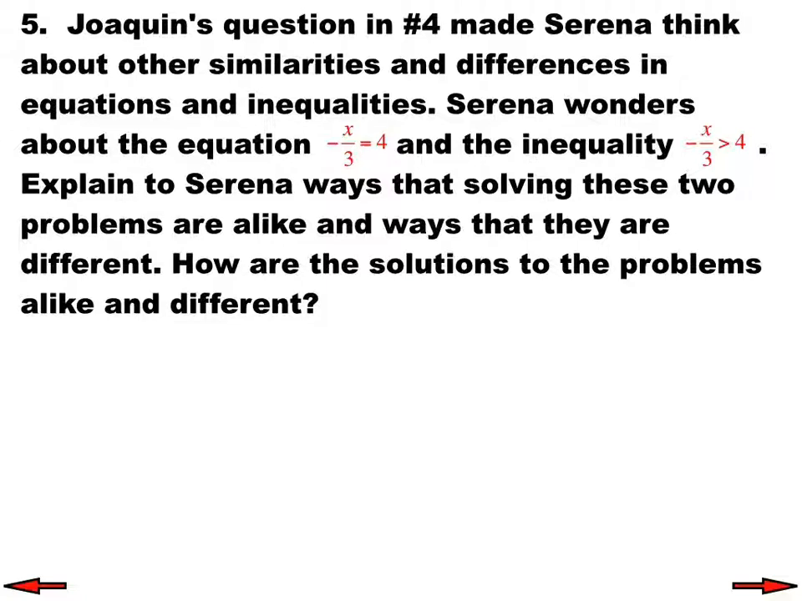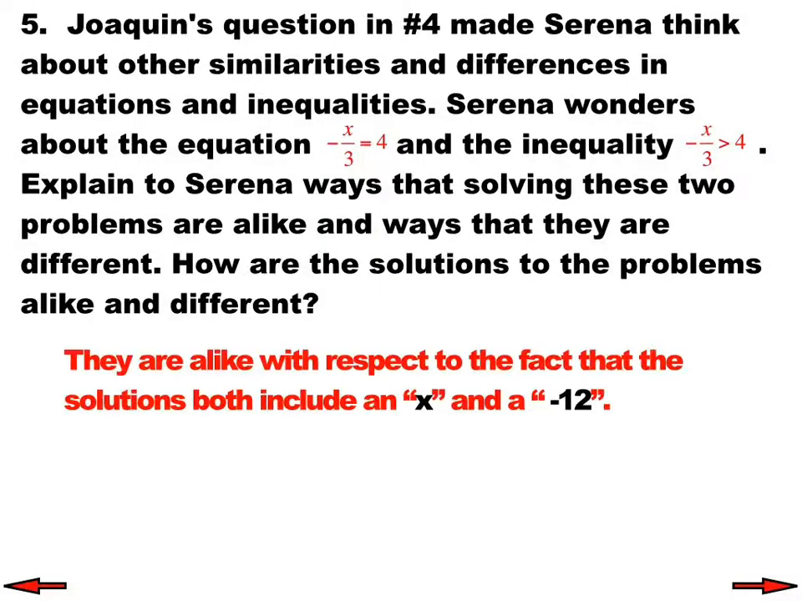Where they differ is the equation has one answer or one solution, but the inequality has many solutions. If you solve that inequality, you end up with x is less than -12. There are many numbers. In fact, there are an infinite number of numbers that are less than -12. So that's how they are the same and how they are different.